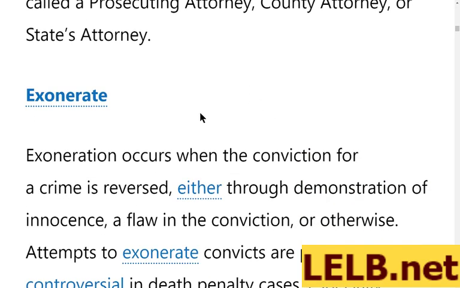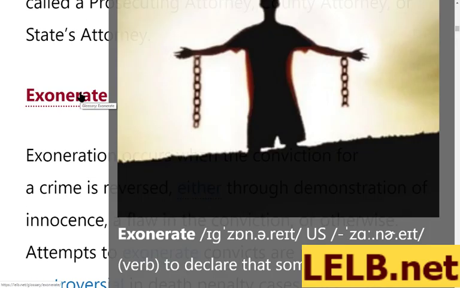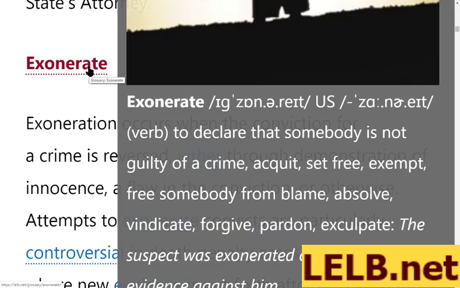The next word is exonerate. Exonerate means actually to decide that somebody is not guilty of a crime: acquit, set free, exempt, free somebody from blame, absolve, vindicate, forgive, pardon, exculpate.